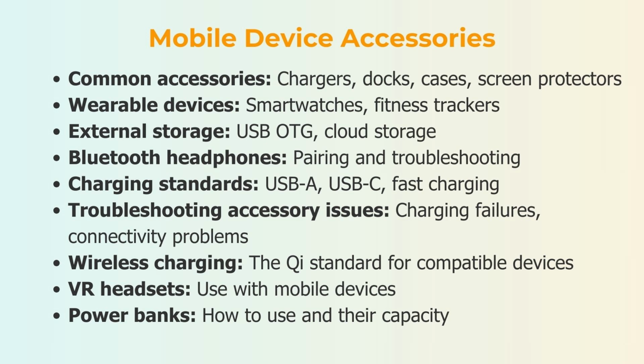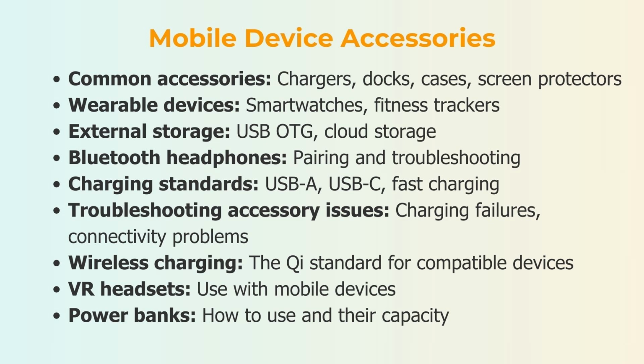Mobile devices can be enhanced with various accessories. Common accessories include chargers, docks, cases, and screen protectors. Wearable devices, such as smartwatches and fitness trackers, are becoming increasingly popular and can connect directly to smartphones for added functionality. For additional storage, some mobile devices support USB OTG, on-the-go, which allows you to connect external drives. Cloud storage is another option for backing up files or extending storage capacity.